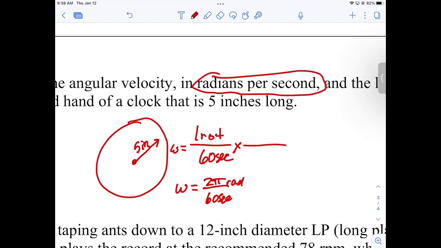or you can come up here and convert it. One rotation is 2 pi radians. But do I have radians per second now as my units? I do. So this simplifies down to pi 30ths radians per second. That's how fast that little thing is spinning.